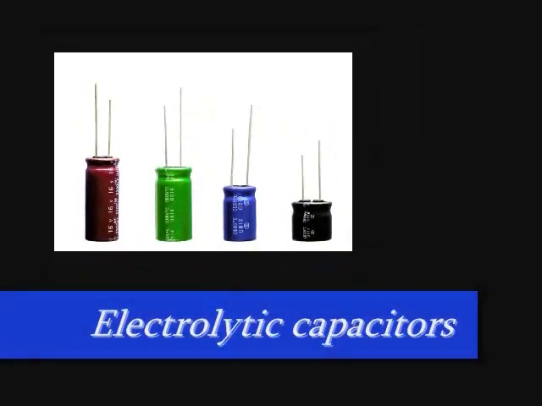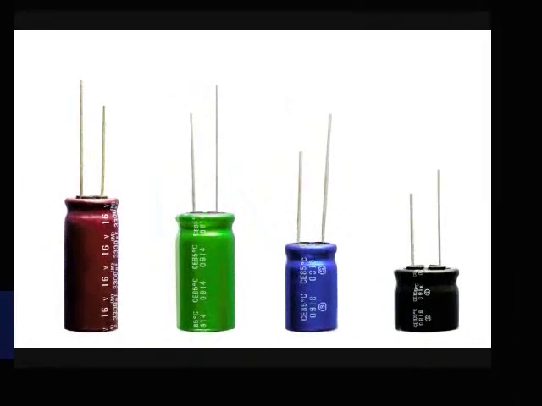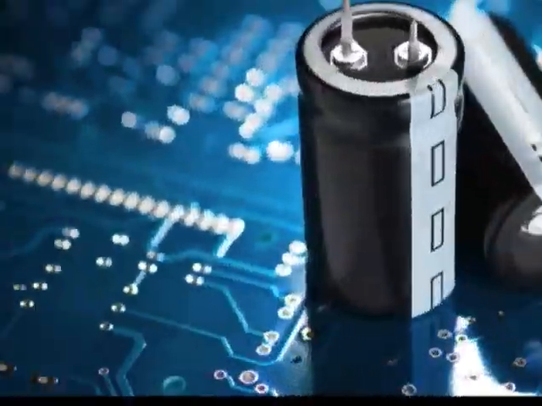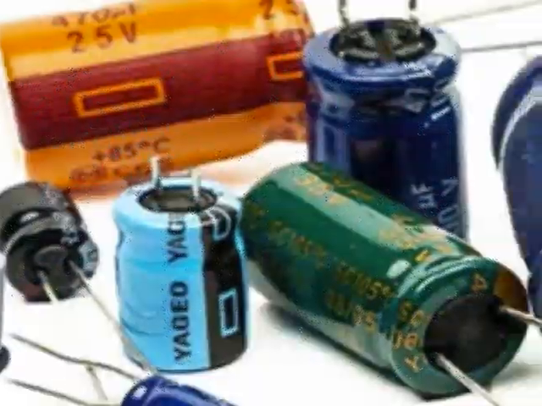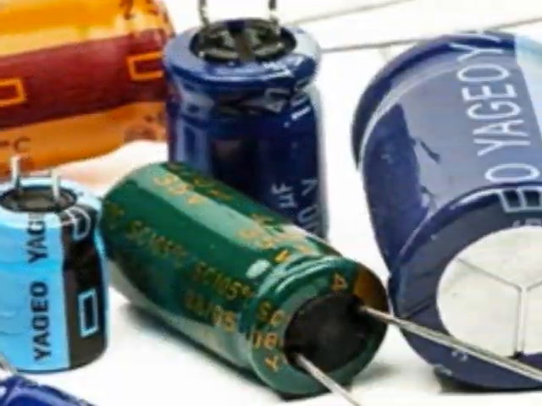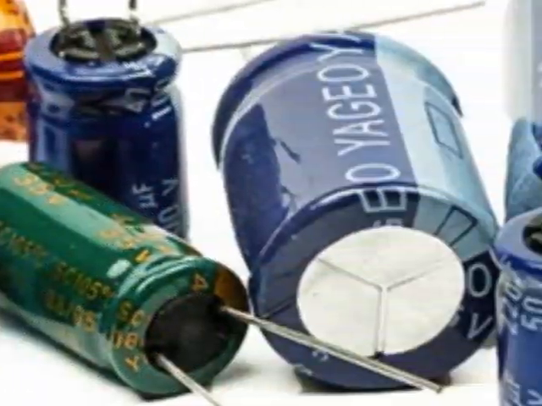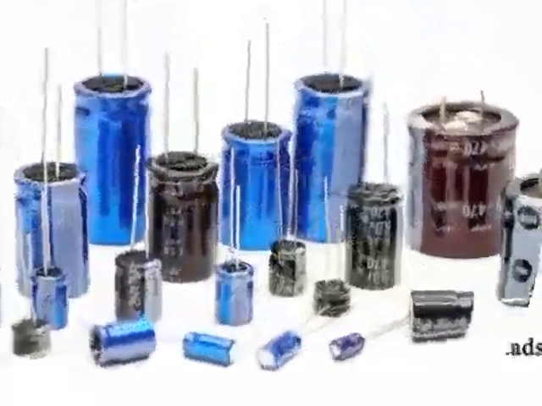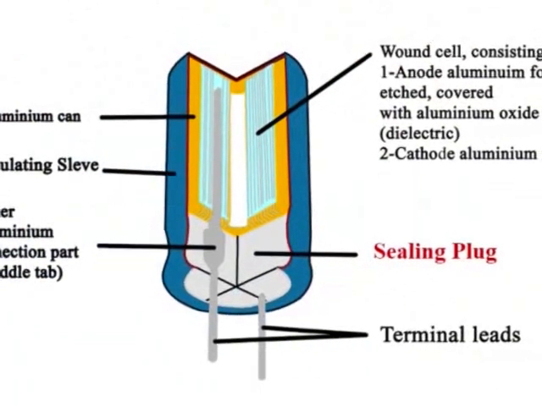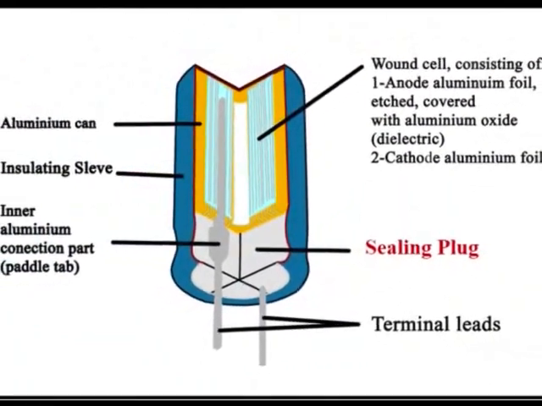Electrolytic capacitors. Electrolytic capacitors have relatively high capacity. With a relatively low cost, capacitors with a capacity of several thousand microfarads can be made. In this type of capacitors, an oxide layer is used as a dielectric. Due to the thinness of this layer, the capacity of these types of capacitors is high.